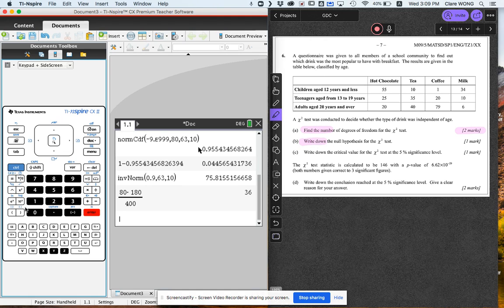Write down the null hypothesis, 1 mark. Write down the critical value. So we need to look it up. The chi-square test statistic is calculated to be this. The p-value is this. Write down the conclusion. So they give you both to let you compare.